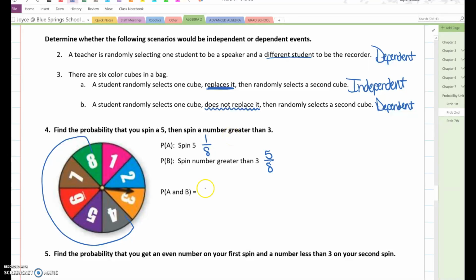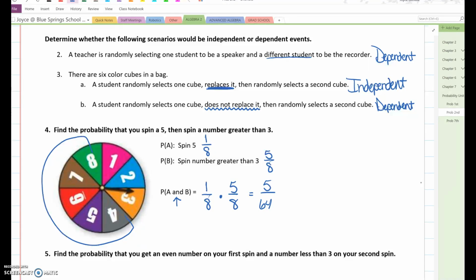This is a spinner. It's independent. The word and means multiply. 1/8 times 5/8 would be 5/64. And then you'd want to write that as a decimal and then as a percent.